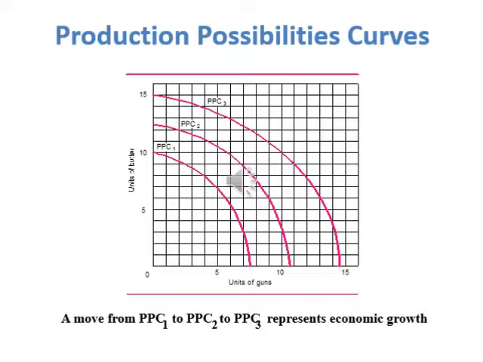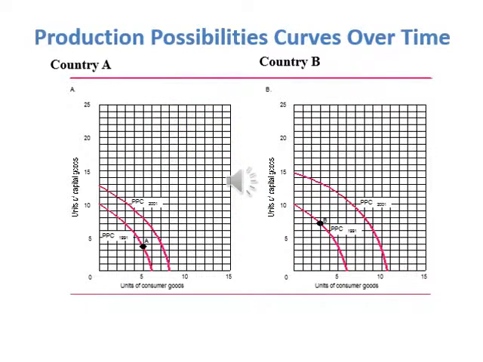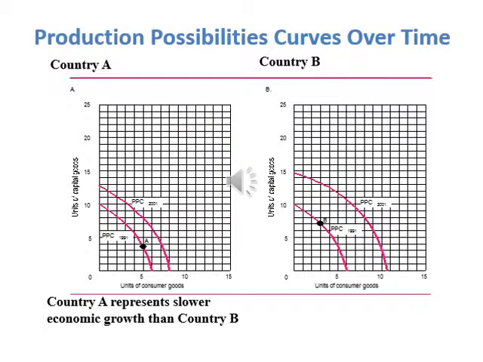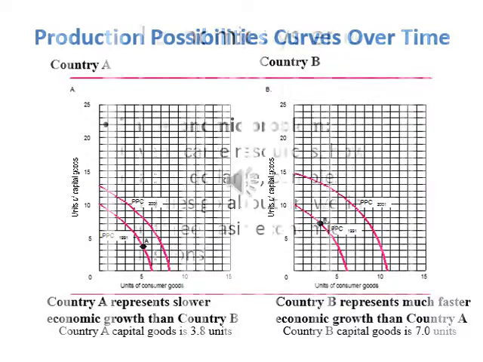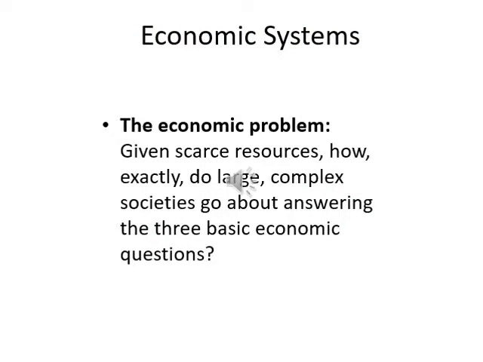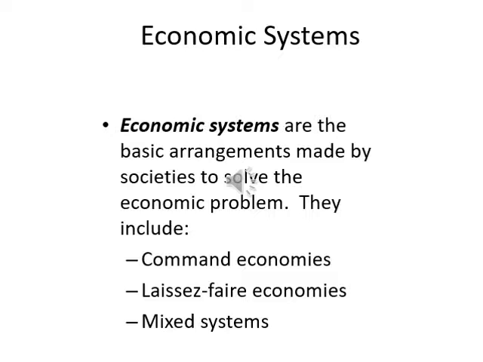Economic systems. Given scarce resources, how, exactly, do large, complex societies go about answering the three basic economic questions? Economic systems are the basic arrangements made by societies to solve the economic problem. They include command economies, laissez-faire economies, and mixed systems.